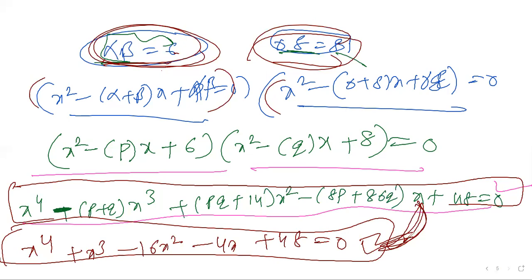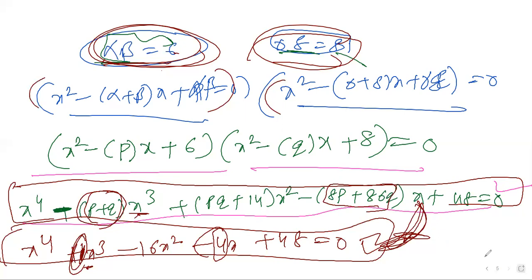So when you compare these, what are you going to get? p plus q is equal to what? How much is the answer? p plus q is equal to 1, comparing the x cube coefficient. Next, 8p plus 6q is equal to how much? Minus 4. Minus, minus cancel, so you can write 4 directly.